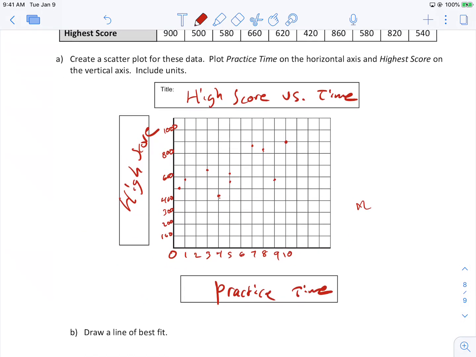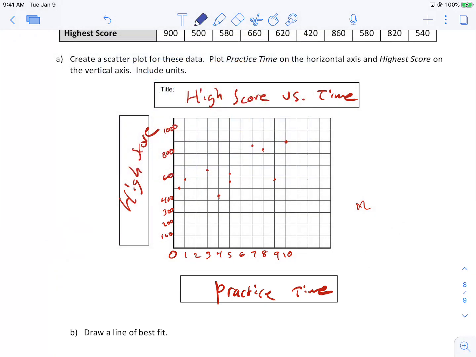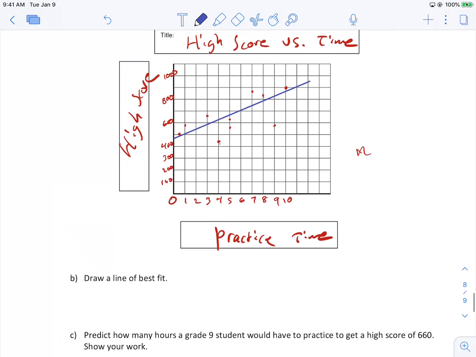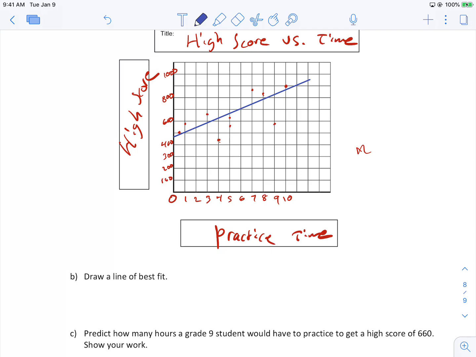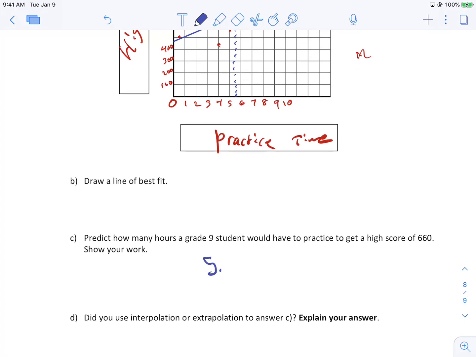So it says draw a line of best fit. So I'm going to use a different color for this. Line of best fit is going to try to go through as many of my points as possible. So maybe something like that looks good to me. Predict how many hours a grade 9 student would have to practice to get a high score of 660. So if I look at my high score of 660, here is my 660, hits right about there, and if I draw that down, it looks like it's about 5.5 hours according to my data.